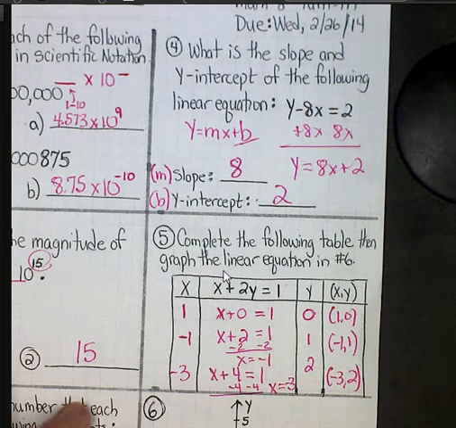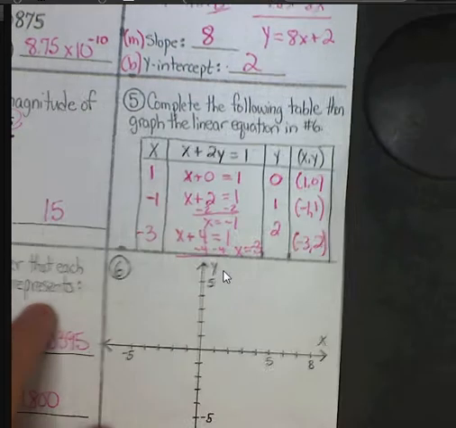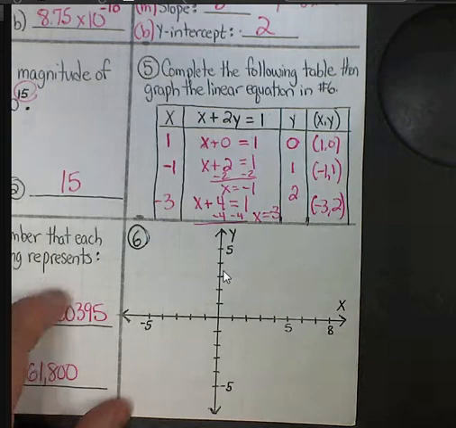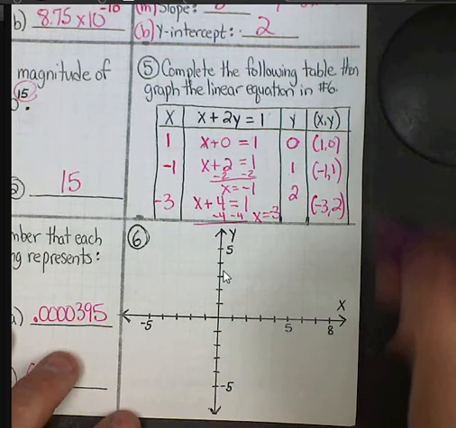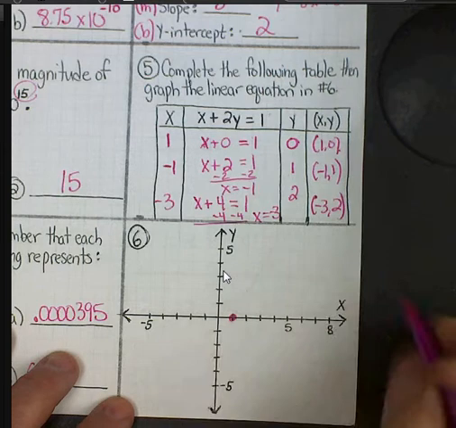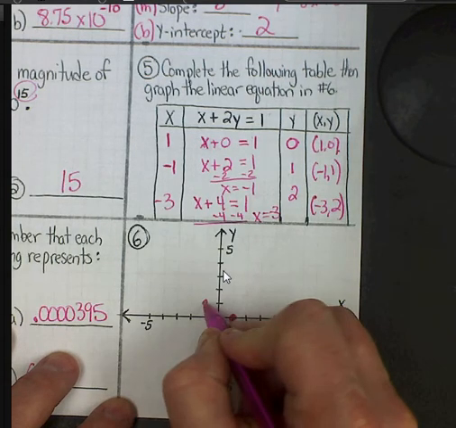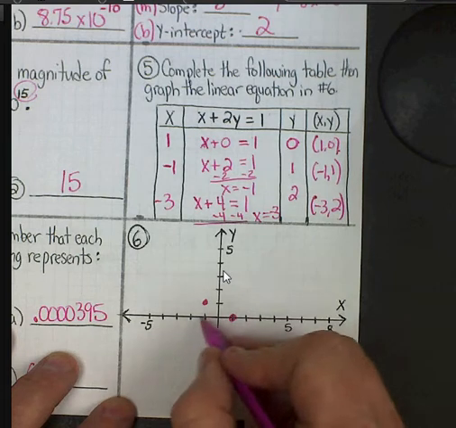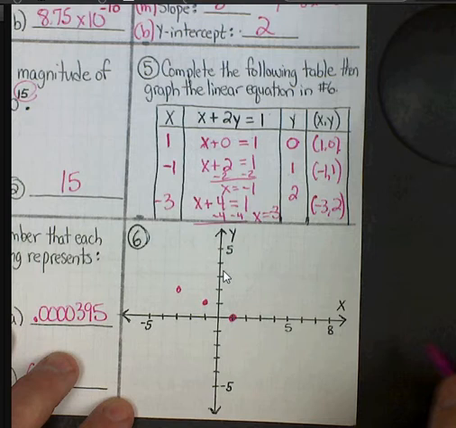Alright, so that was the answer to 5. I'm then supposed to take those points that I have in 5, and I need to graph them in 6. That's all I wanted you to do. Here are the points that I'm going to graph. 1, 0, that's this point. Negative 1, 1, it's going to be this point. And then negative 3, 2: 1, 2, 3 to the left, positive 2, 1, 2 up. There's the third point.